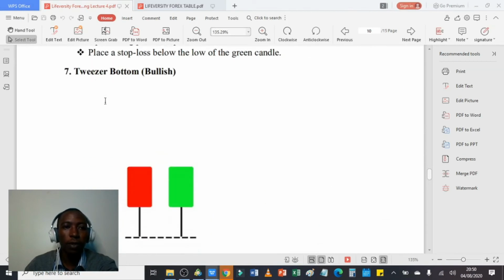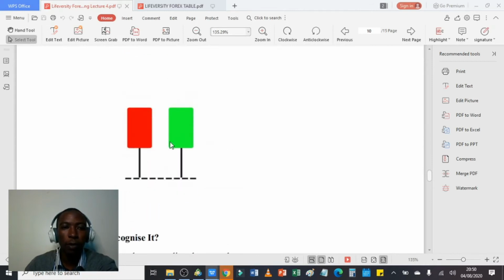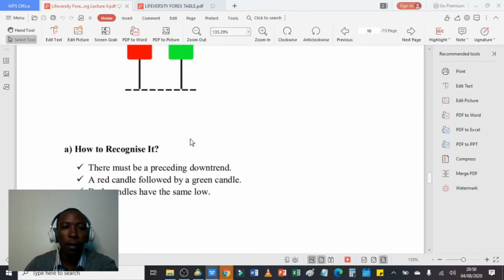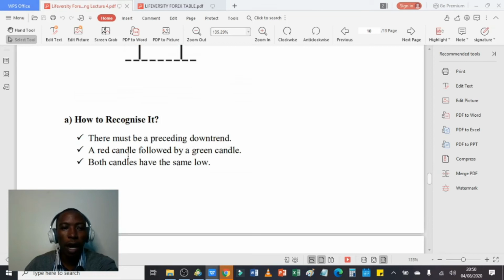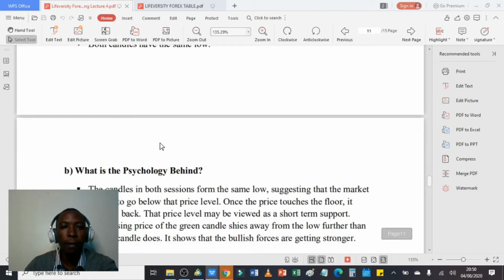Pattern number 7, tweezer bottom. That is a bullish pattern. As you can see, a tweezer bottom, it can either be a bullish candle or a bearish candle. How to recognize it? There must be a preceding downtrend, a red candle followed by a green candle. Both candles have the same low.